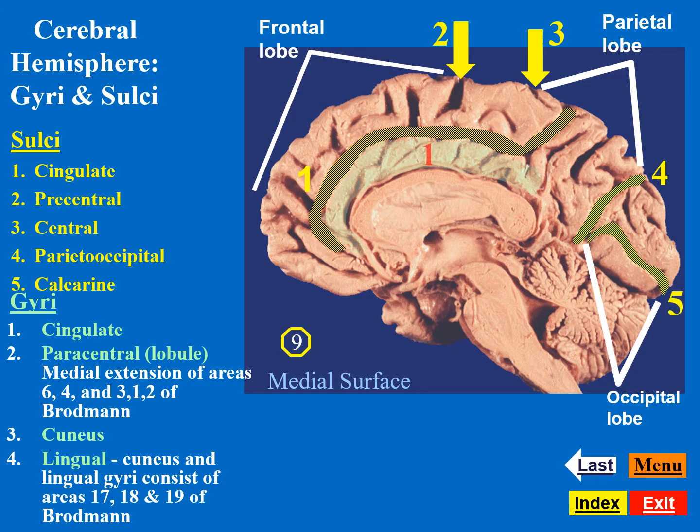The following gyri: cingulate gyrus, and paracentral lobule, which represents the medial extension of the primary motor and somatosensory cortices, and the lower limb portion of the body is essentially represented on this surface. The cuneus and the lingual gyrus. It's this region of the occipital lobe adjacent to the calcarine fissure where the primary visual cortex is represented.